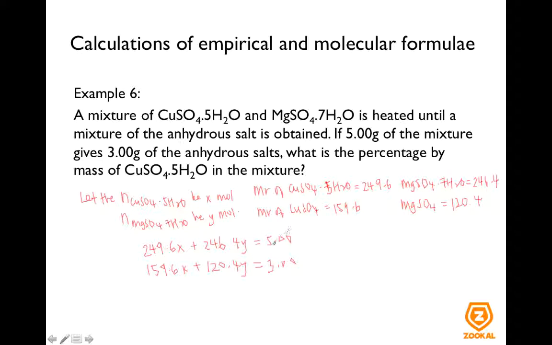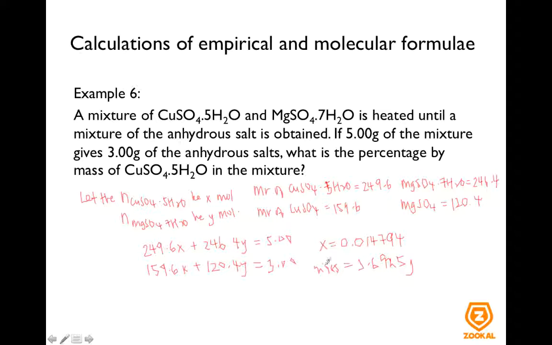So you can simply use your GC to solve these 2 equations. You'll find that x, that's the only one you are interested in, is actually equal to 0.014794. I'm using 5 significant figures. So I have the number of moles. Now I just need to find the mass. And the mass will actually just be the number of moles, which is this number here, multiplied by the MR 249.6, and you find that that is actually equal to 3.6925 grams.